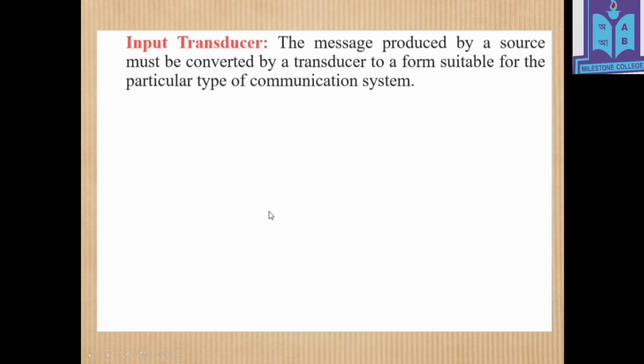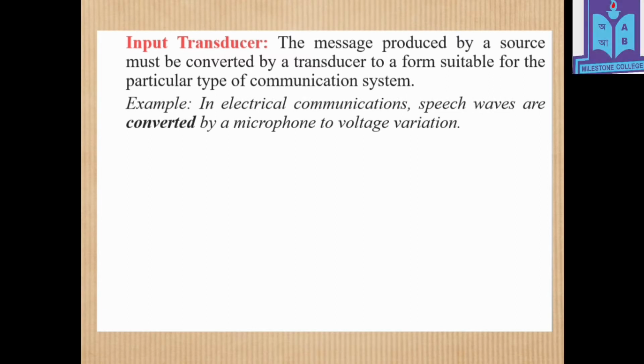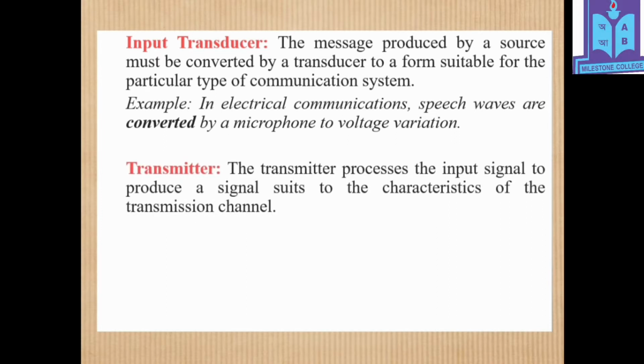Now I'm going to be a little more descriptive, starting with the input transducer. The message produced by a source must be converted by a transducer to a form suitable for the particular type of communication system. For example, in electrical communication, speech waves are converted by a microphone to voltage variations. Then we have the transmitter. The transmitter processes the input signal to produce a signal suited to the characteristics of the transmission channel, like what medium we are going to use.